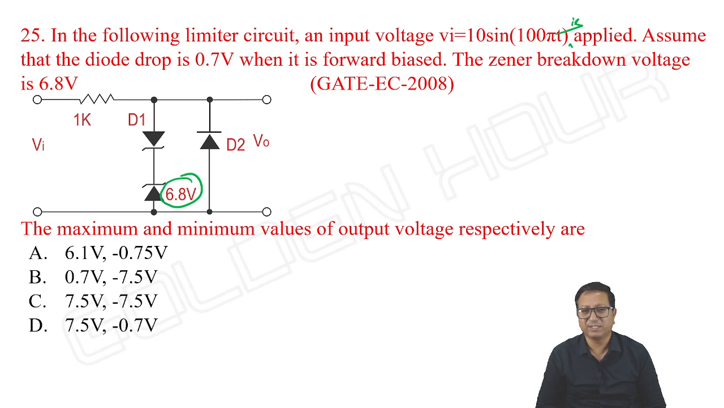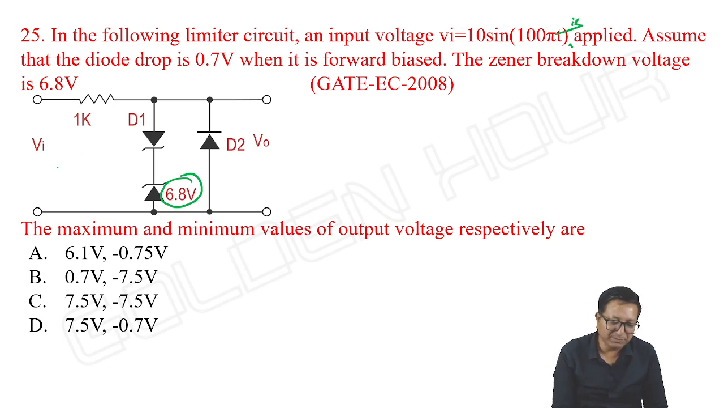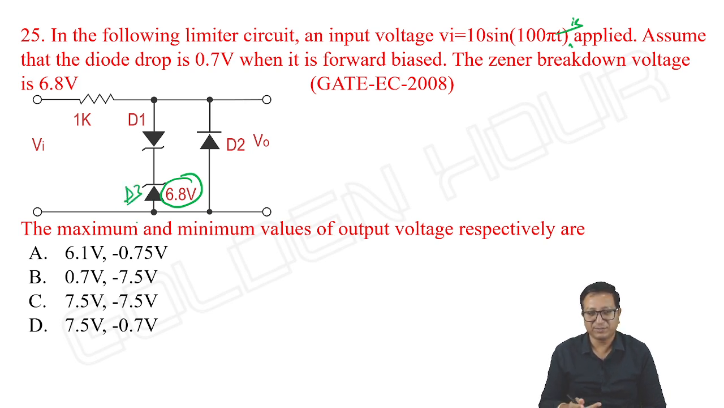Now it is 6.8 volts. So it doesn't matter. Input minimum means when input is minimum, that time that is a negative peak, then D1 is open circuit. D2 is ready to conduct, it cannot conduct because D1 is in series with this D3. Let me write: D1, D3 are off, D2 is on. Output is minus 0.7 volts.